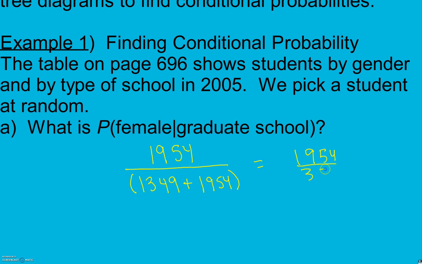1954 over 3303, which is going to be 0.59, which is about 59%. So what this is saying is, based on this information, if we pick a student at random, there's a 59% chance that if they're in grad school, they're also a female.